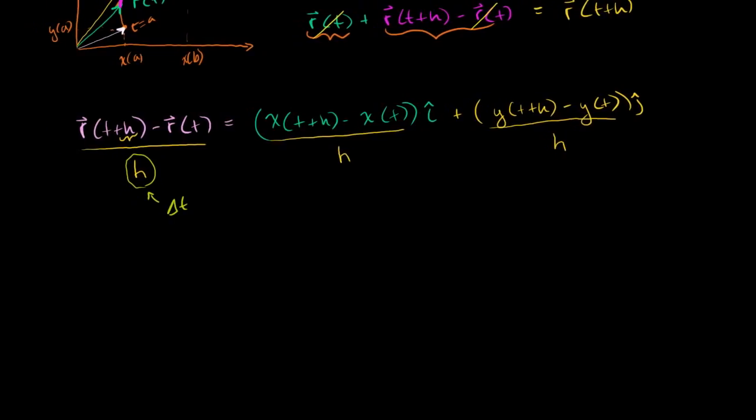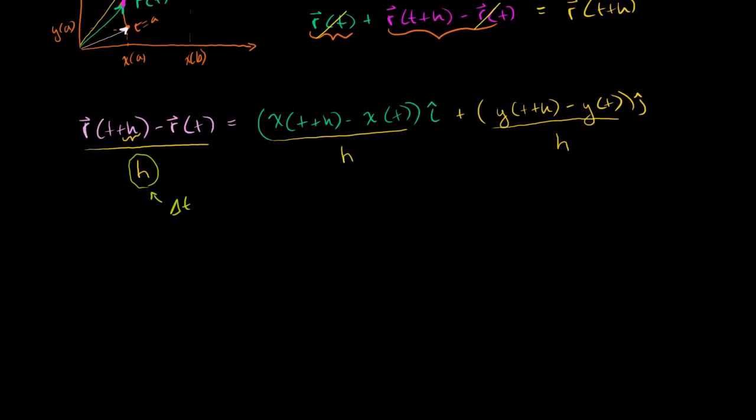So let me scroll this over. So let's just take the limit. Let me do this in a nice vibrant color. Let's take, I'm running out of colors, the limit as h approaches 0 of both sides of this. So here too, I'm going to take the limit as h approaches 0. And here too, I'm going to take the limit as h approaches 0.